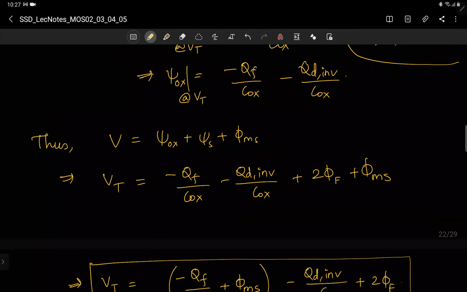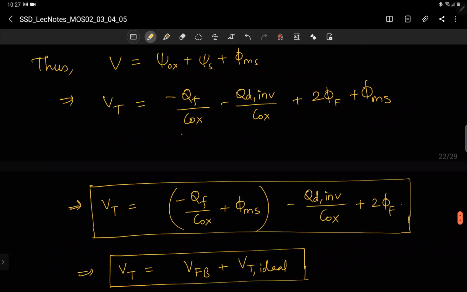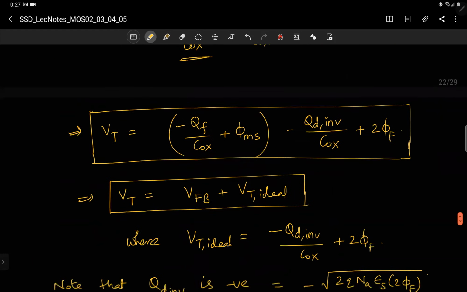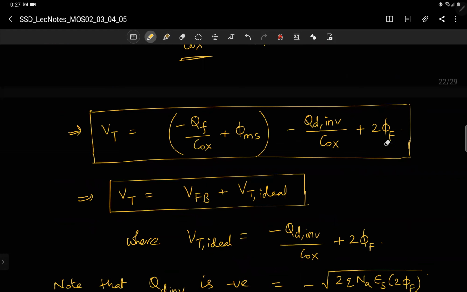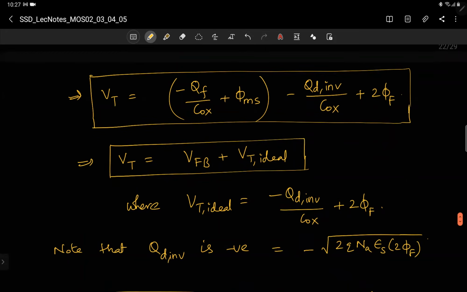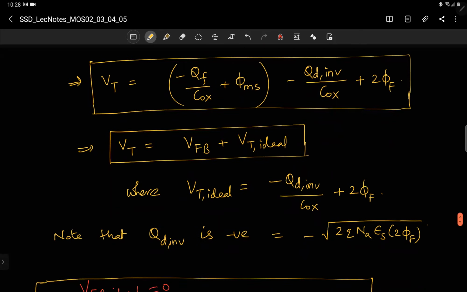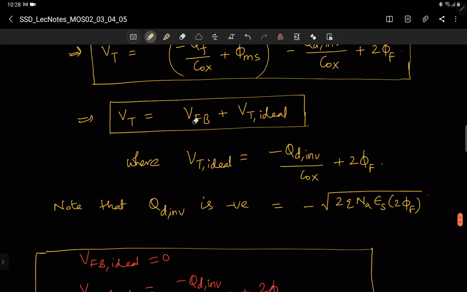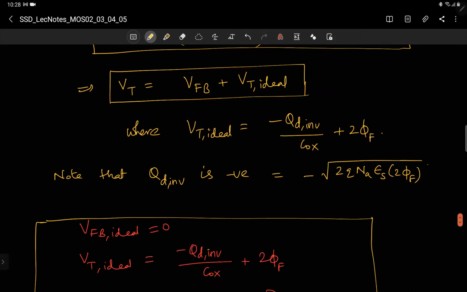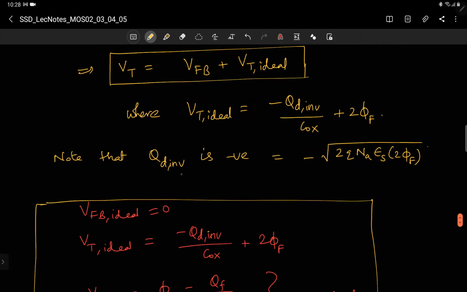Now if you combine terms, minus QF by Cox plus phi ms separately, and minus Qd inversion by Cox plus 2 phi f, you see that this term is nothing but VFB. And this we have seen for Vt ideal. So for the ideal MOSCAP, this is Vt ideal, and this is VFB. So Vt is basically Vt ideal plus VFB. It is as if the entire voltage axis is getting shifted by a value VFB, where Vt ideal is given, and the Qd inversion I have written again.